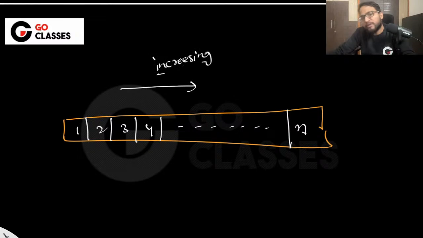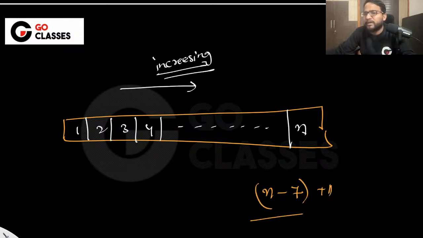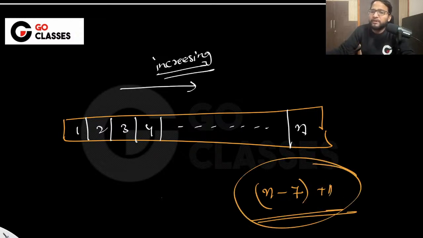if you want to find the seventh largest, where will it be? Definitely from the last, maybe you can say n minus 7 plus 1. You can easily find the index of the seventh largest in just order of 1. Just order of 1, you can find the seventh largest.